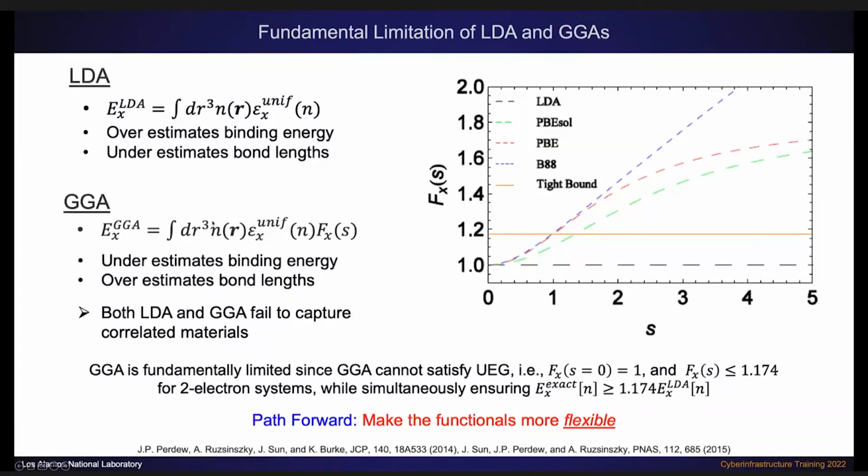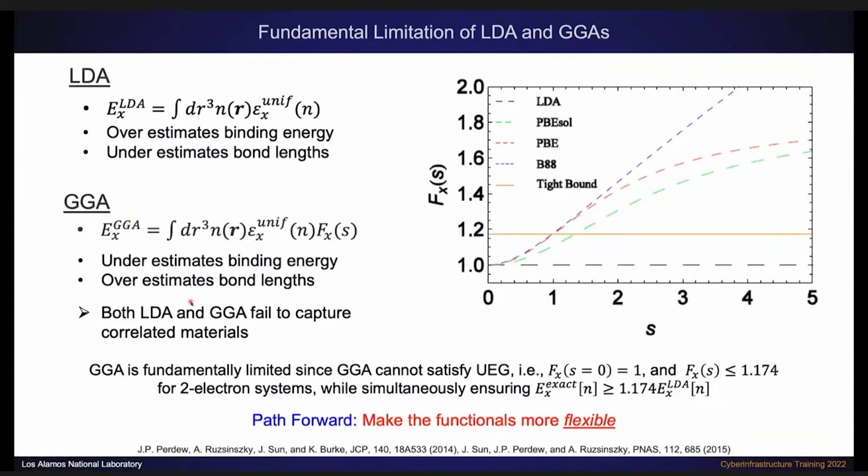For GGA, turn my pointer on again here. For GGA, which is now including that little bit more information of the gradient, it seems to now overcorrect things. Now it underestimates bonding energy and overestimates bond lengths. And so we've sort of shot too far. Both of these fail to capture the different correlations in the materials.